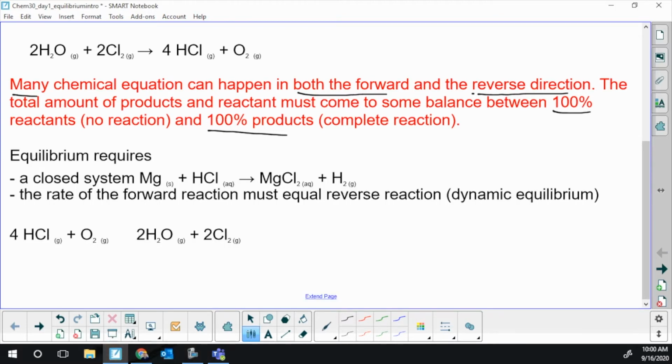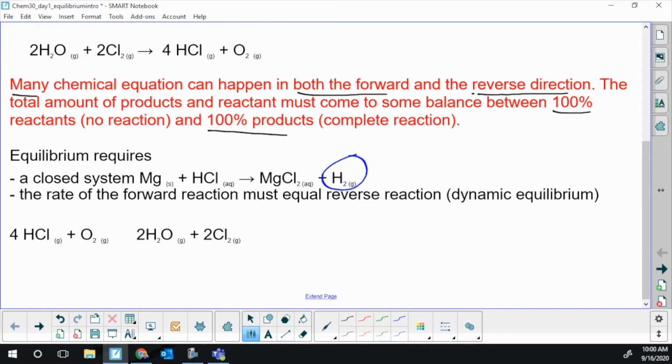Okay. So equilibrium is going to require some conditions. The first thing we're going to need is a closed system for a reaction to go both ways. So if you had a reaction with magnesium metal and some hydrochloric acid and you made magnesium chloride and hydrogen gas, if you don't have a closed system, you're going to lose that gas. And if you lose that gas, the reaction can't go backwards because it's missing the product for the reverse reaction.